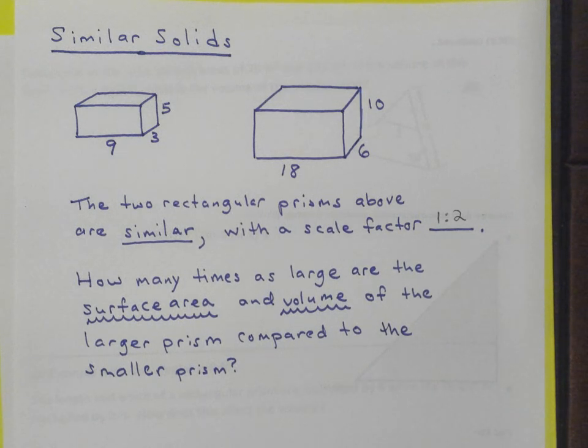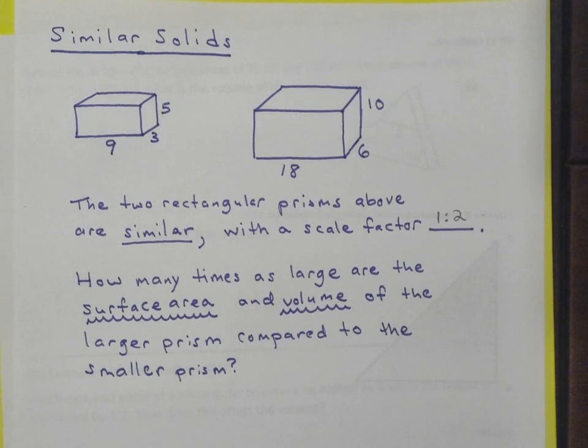Alright, so the question then becomes, if I multiply each of the dimensions by 2, how many times as large are the surface area and volume of this larger prism compared to the smaller prism? Now, if I ask you this, in all likelihood most people will say, oh, if I multiply all of the length, width, and height by 2, then that will double the area and it will double the volume. Well, think about that for a second. You can pause this or think about it for a second.